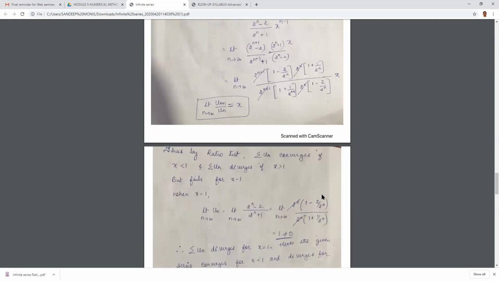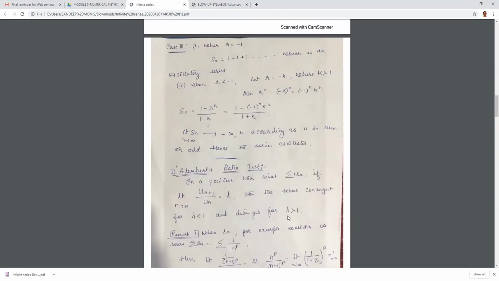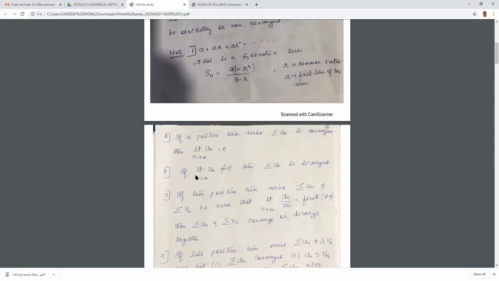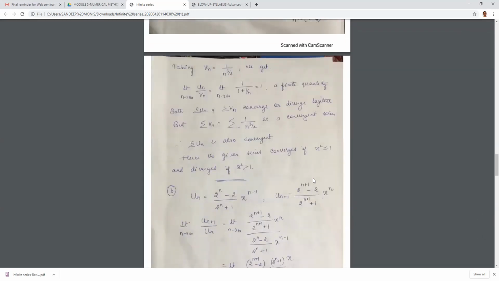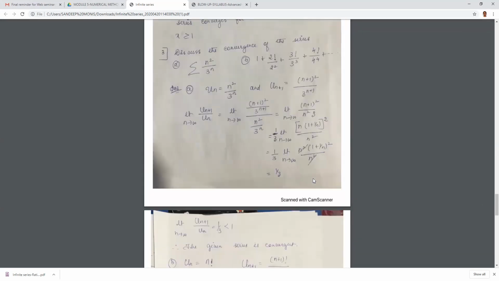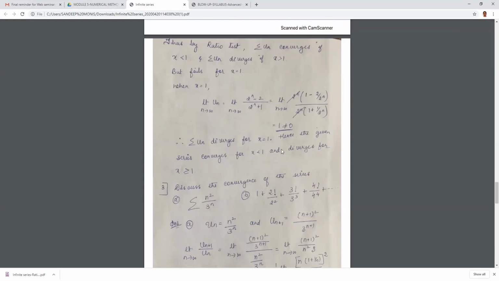Take out 2 to the power n: 1 minus 2 by 2 to the power n over 1 plus 1 by 2 to the power n. When you apply the limit, this becomes 0, this becomes 0, and 1 by 1 is 1. Therefore the limit is not equal to 0. When the limit is not equal to 0, according to the note, the sigma un is divergent. So sigma un diverges for x equal to 1.